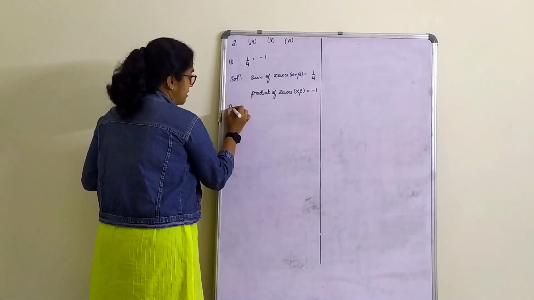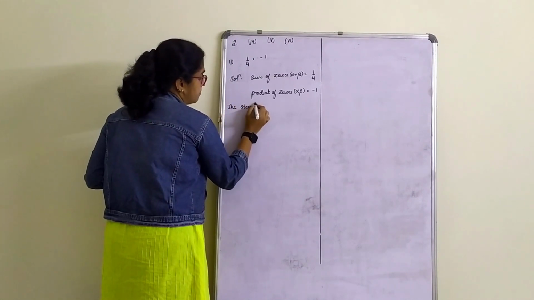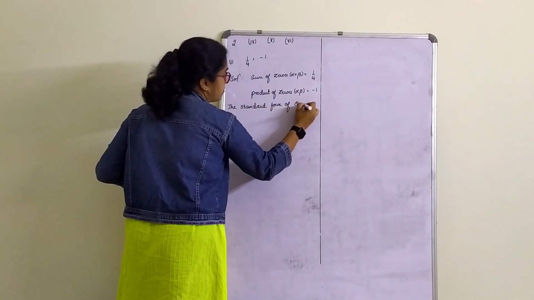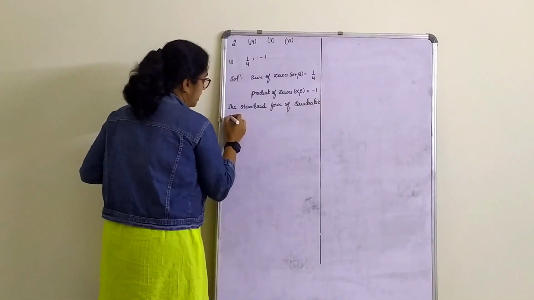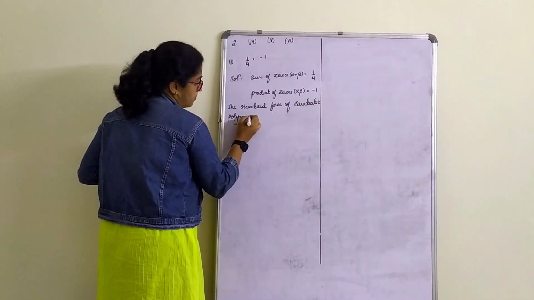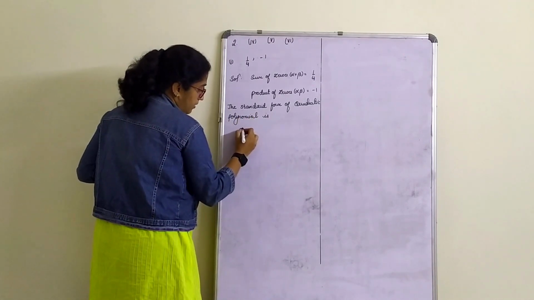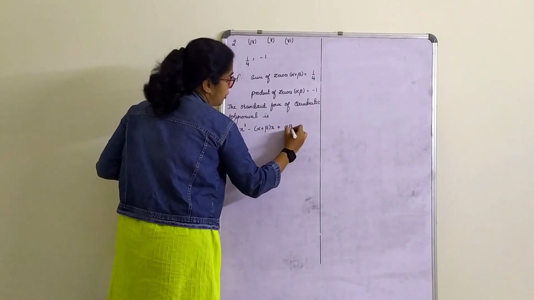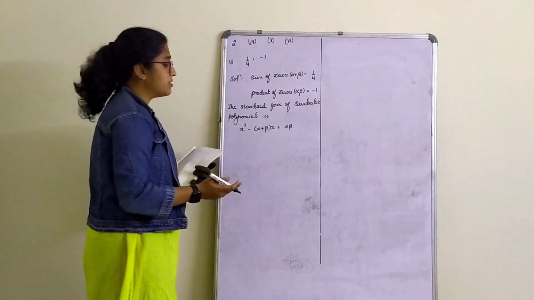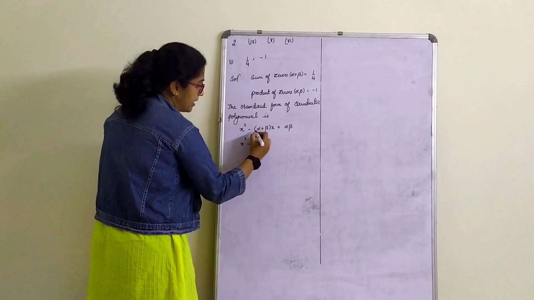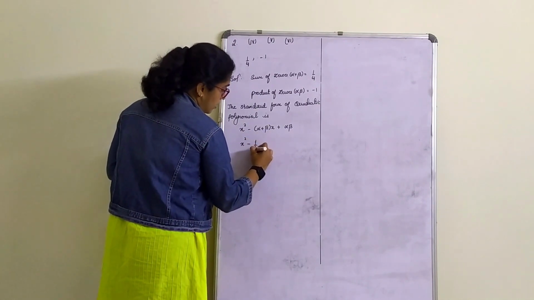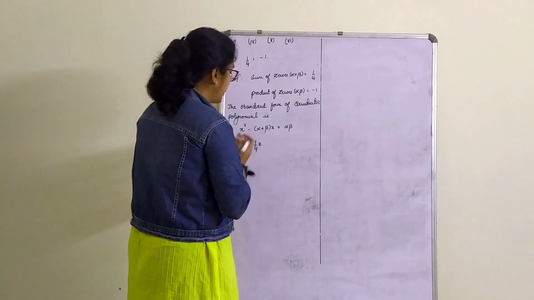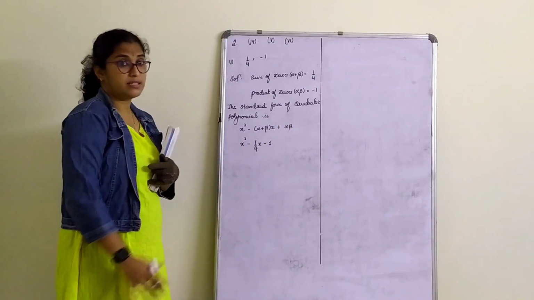Then write the standard form of quadratic polynomial is x square minus sum of the zeros of x plus product of the zeros. Just substitute in this, that's all. Keep x square as it is, minus, what is the sum of the zeros? 1 by 4, of x. What is the product of the zeros? Minus 1. So directly I write minus 1 here. This is the answer.